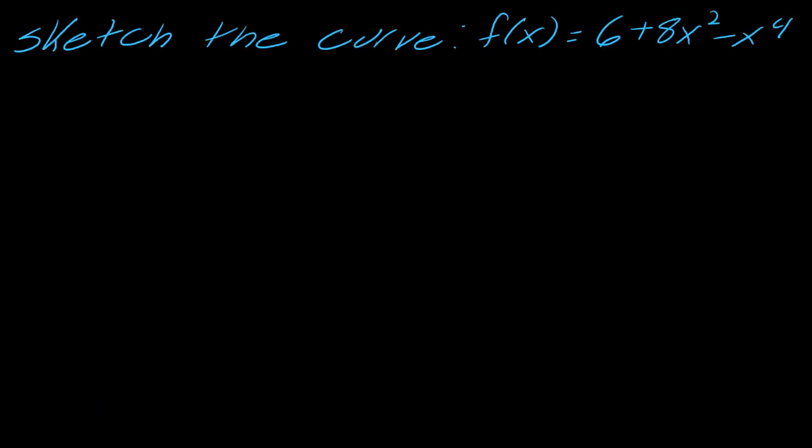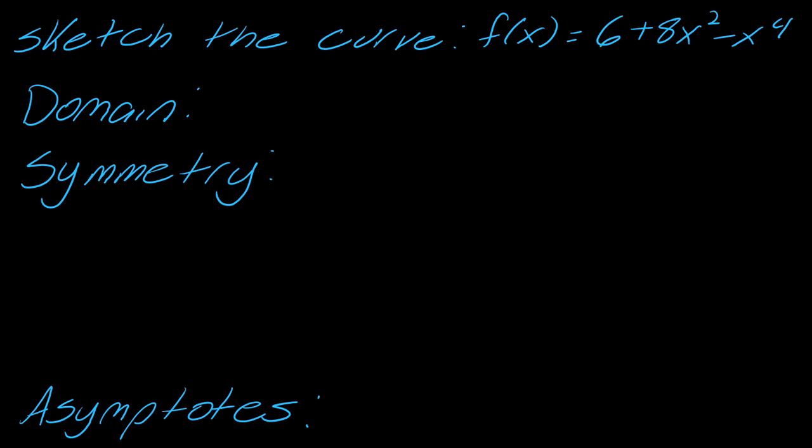And let's get started. Okay, so I want to sketch this curve, 6 plus 8x squared minus x to the fourth. First things first, we're going to come up with the domain, the symmetry, and the asymptotes. This is a polynomial, so the nice thing is that the domain of polynomials will just be all real numbers, or if you prefer to state that in interval notation, you can write it like this, although I personally like making the fancy R, it's fun to write.